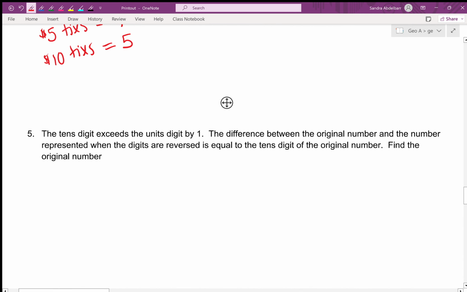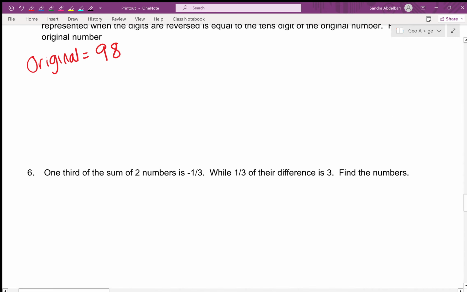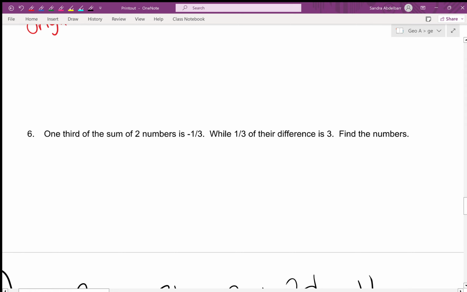The original number is 98. And the last one, first number is 4, second number is -5.